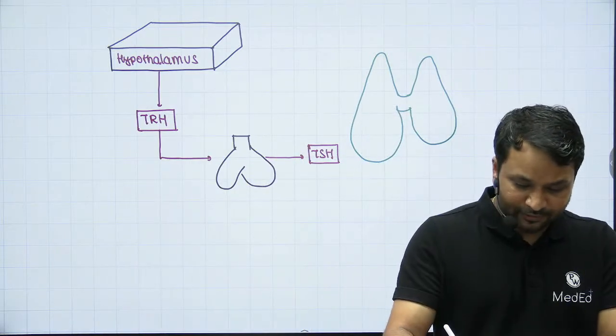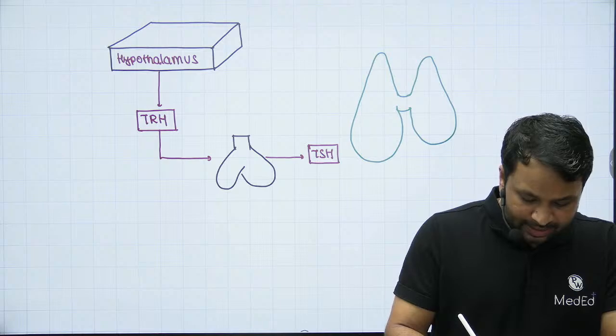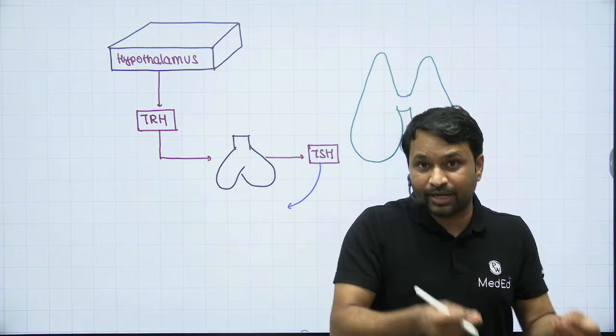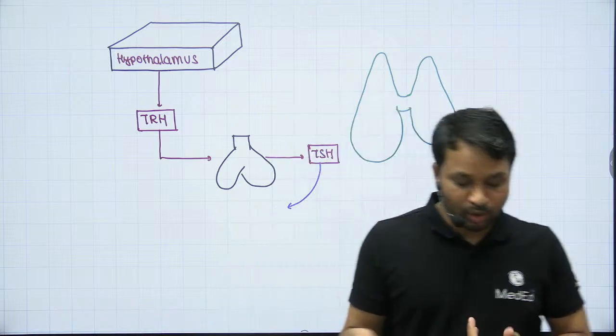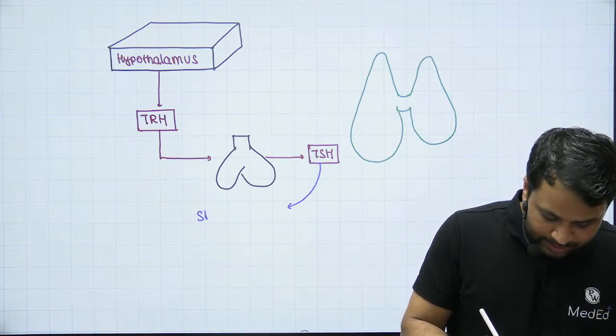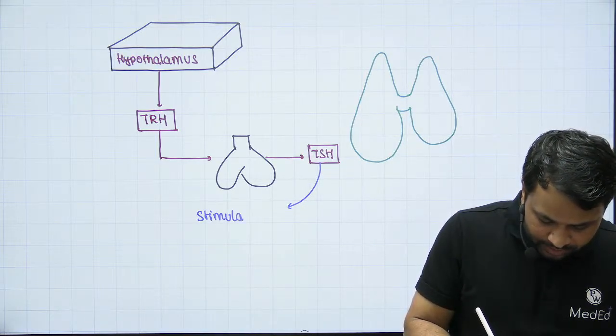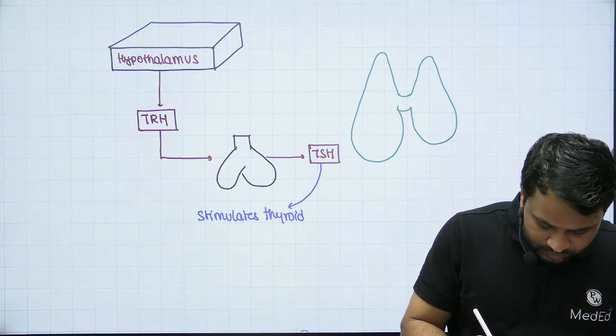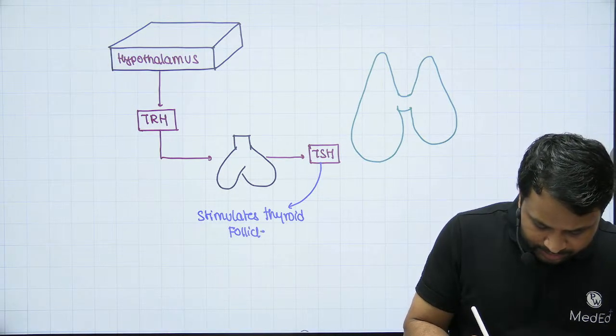Now what is the function of the thyroid stimulating hormone? The thyroid stimulating hormone has two functions. Number one, obviously the name itself is saying thyroid stimulating hormone, it will go and stimulate. So it stimulates the thyroid follicle. It is going to stimulate the thyroid follicle.